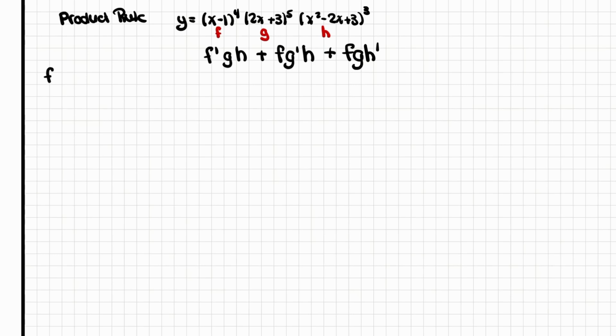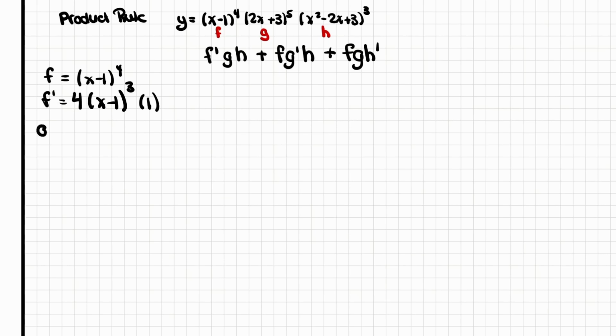So we know that our function that we've called f is (x - 1)^4. So the derivative of (x - 1)^4, now we've got that power rule. I'm going to bring the power down in front, the inside stays the same, reduce the power by 1, and then multiply it by the derivative of the inside. So that's our derivative of f.